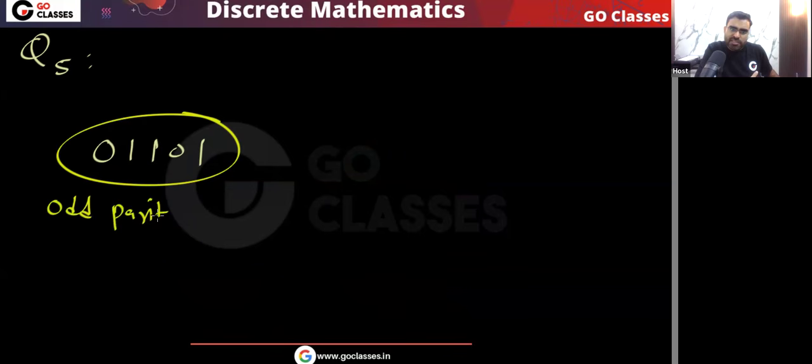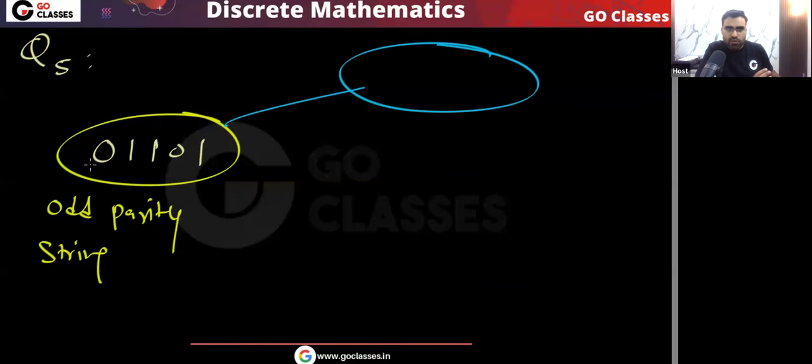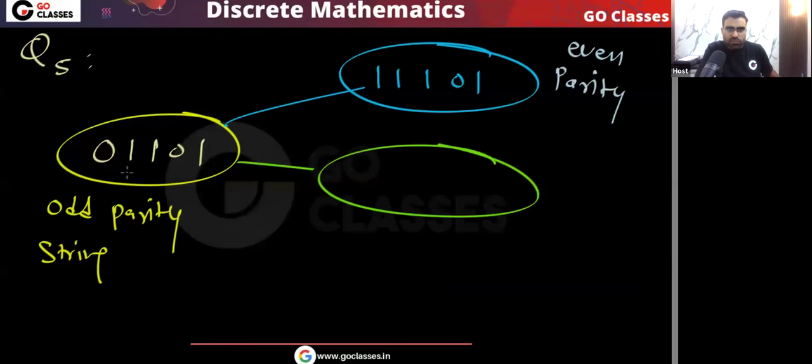Tell me, this will be adjacent to whom? This will be adjacent to those strings which differ from this string in only one bit position. Yes or no? So you can easily see, if you change, for example, this bit, then what will be the parity of this string? This will have even parity. Yes or no? Similarly, if you change this position, then you also get even parity.